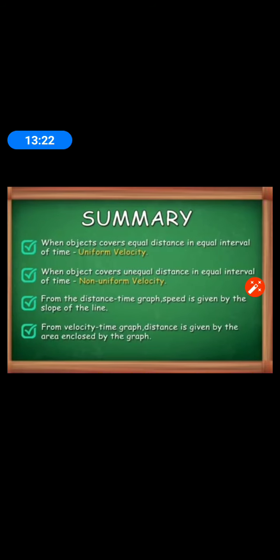We have studied that when the objects cover equal distance in equal intervals of time, it is called uniform velocity. When the object covers unequal distance in equal intervals of time, then it is non-uniform velocity. We have also studied that from the distance time graph, speed is given by the slope of the line. It is important. And from the velocity time graph, distance is given by the area enclosed by the graph.